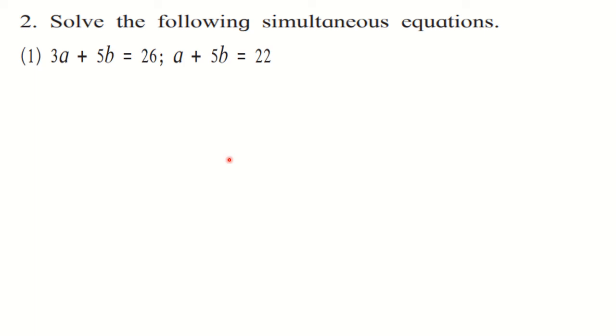But just now we have seen the questions, they may be activity based, and in activity based they can use any method. So you need to understand, and you need to use both the methods so that you can use them properly in examination. Okay. So the first question here is 3a plus 5b is equal to 26, and the second equation is a plus 5b is equal to 22.